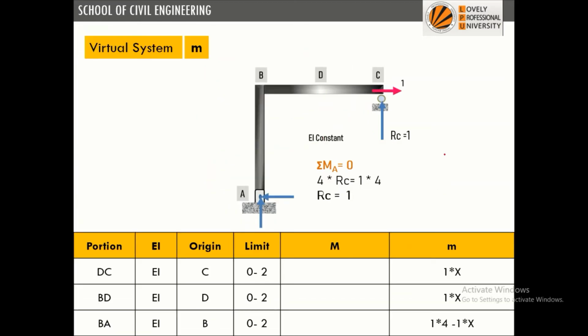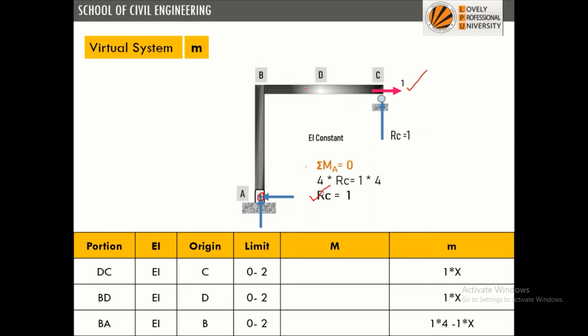Now coming to the virtual system. In this we have removed all the forces, this UDL and point loads, and we have placed a unit load at point C where we wanted to calculate the horizontal displacement. So first thing again we have to calculate is the reaction due to unit force. So we'll take moment about A. The force is RC. What is the perpendicular distance about point A?